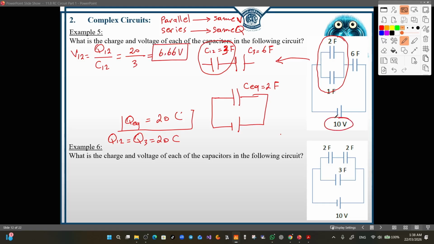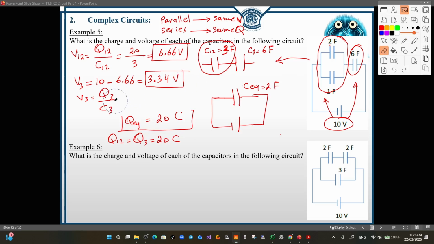Remember that the total is 10, and it will be divided across the two capacitors, the C equivalent as well as the 6 farad. So to find how much voltage will be here, it's enough to calculate it using the difference. So the V across the 6 farad, or the C3, let's call it V3, equals 10 minus 6.66, and it becomes 3.34 volts. Or you can simply calculate it using V3 is equal to Q3 over C3, and you will get the same result.